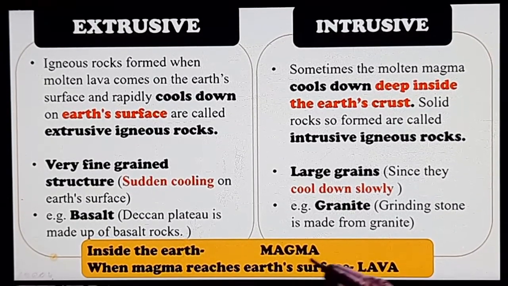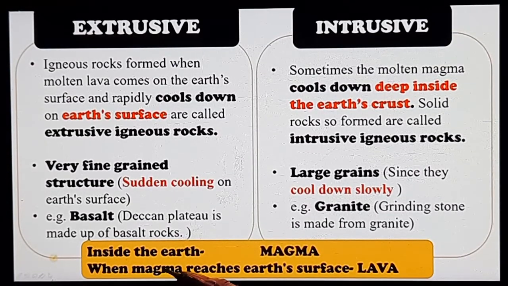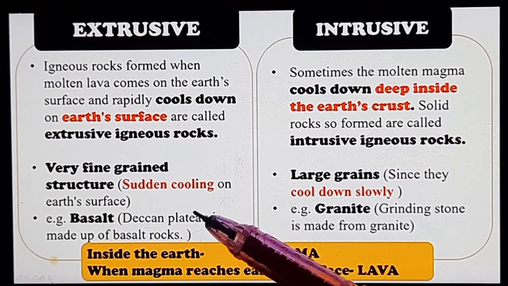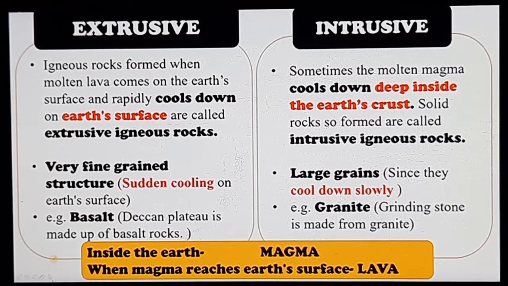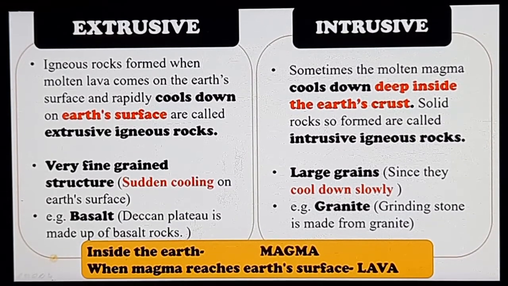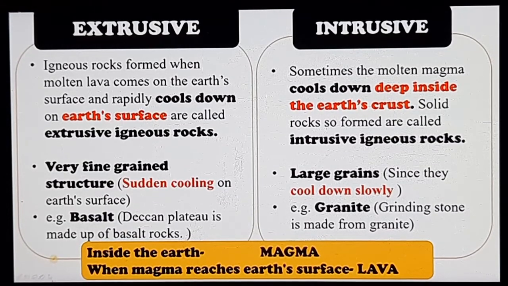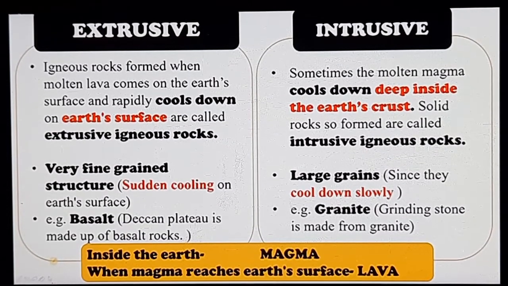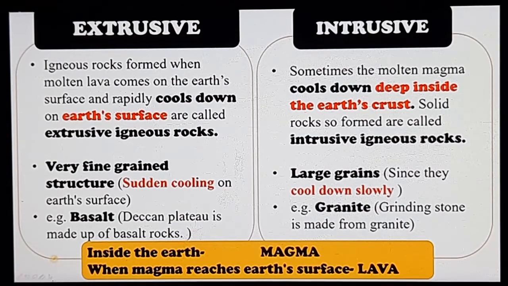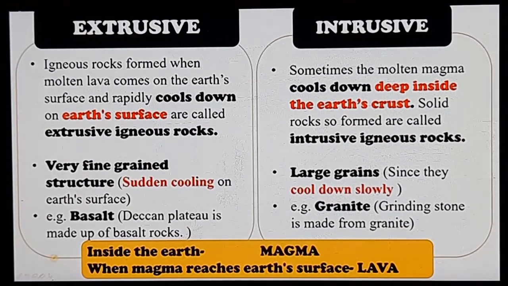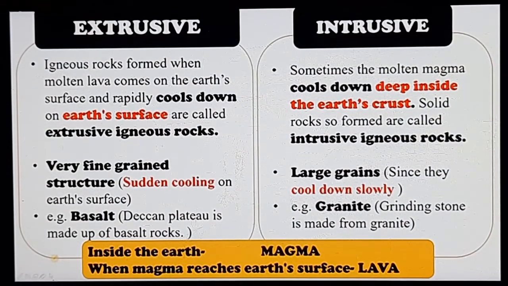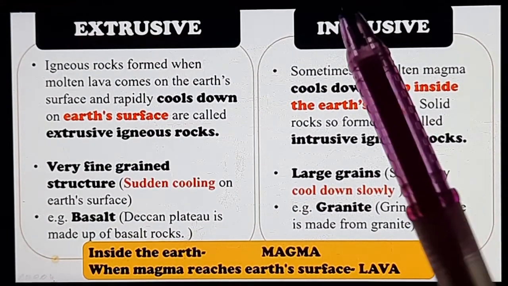Got it, beta? Now first we will talk about extrusive igneous rock. Look here. When this molten lava comes onto the earth's surface, it rapidly cools down and becomes solid.